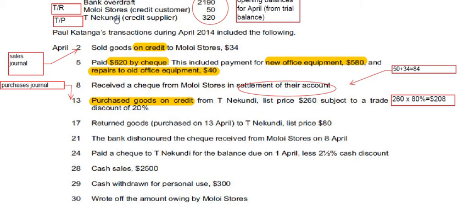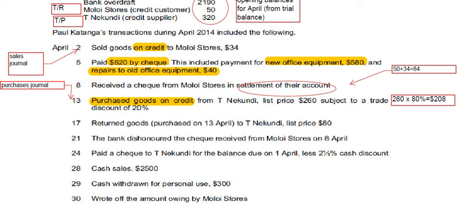Then 17th again is a transaction which will not be entered in the cash book because you see there is no cash involved, there is no check. So if you read the transaction, you don't see any cash or check. So if there is no cash, there is no check, it will not go in cash book. So here you are returning goods to your trade payable. So this would end up in purchases returns journal.